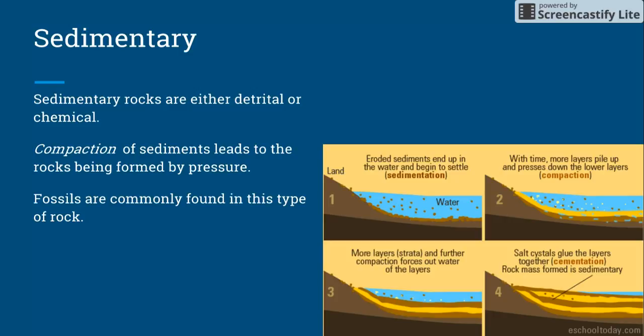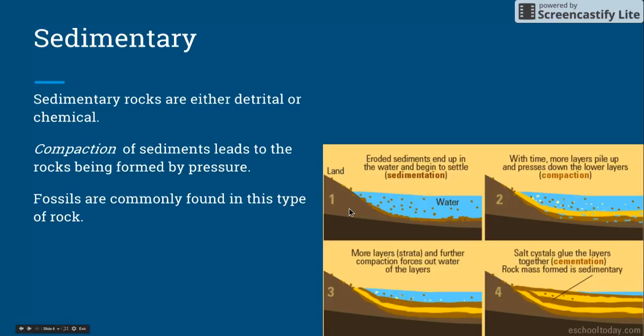Sedimentary rocks are either detrital or they're chemical. So compaction of sediments leads to the rocks being formed by pressure. When you have these layers and layers and layers that are loading up on top of each other, as pressure comes down on it, those layers start to form, and this cementation type thing happens. And fossils are really commonly found in this type of rock.